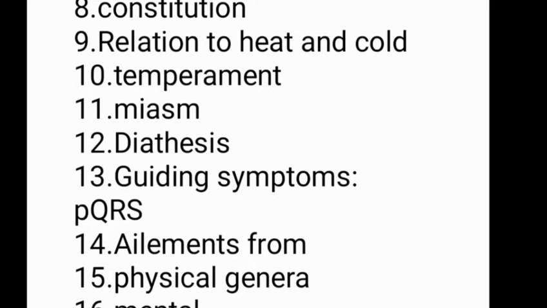Then temperament means which type of temperament. We mainly divide temperament into four types: sanguine, phlegmatic, choleric, melancholic. This is the differentiating picture by Galen, four types of temperament. So which type of temperament does aconite belong to? Sanguine temperament; you can write sanguine temperament.